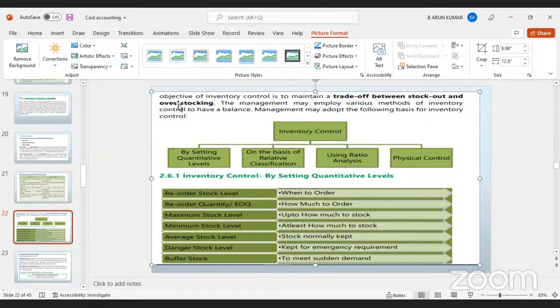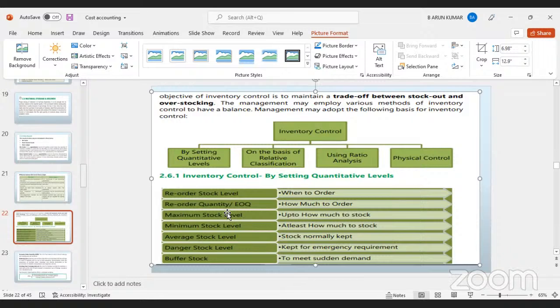See the definition. The main objective of inventory control is to maintain the trade-off between stock out and overstocking. Management may employ various methods of inventory control to keep the balance. Management may adopt the following bases for inventory control. First, by setting the quantitative levels. Second, on the basis of relative classification. Third, using ratio analysis method and physical control.